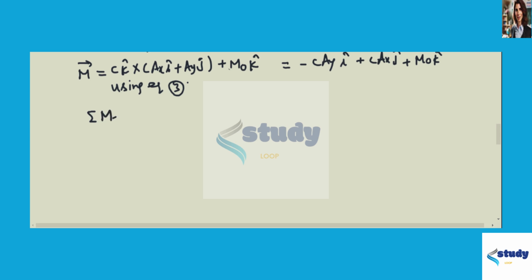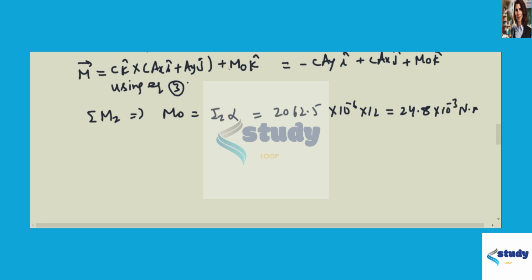summation of Mz is equal to M0 equals Iz alpha. Iz is 2062.5 10 to the power minus 6 into 12. So it will be 24.8 into 10 to the power minus 3 Newton meter. So we can write the answer of part A as 24.8 10 to the power minus 3 Newton meter k cap.